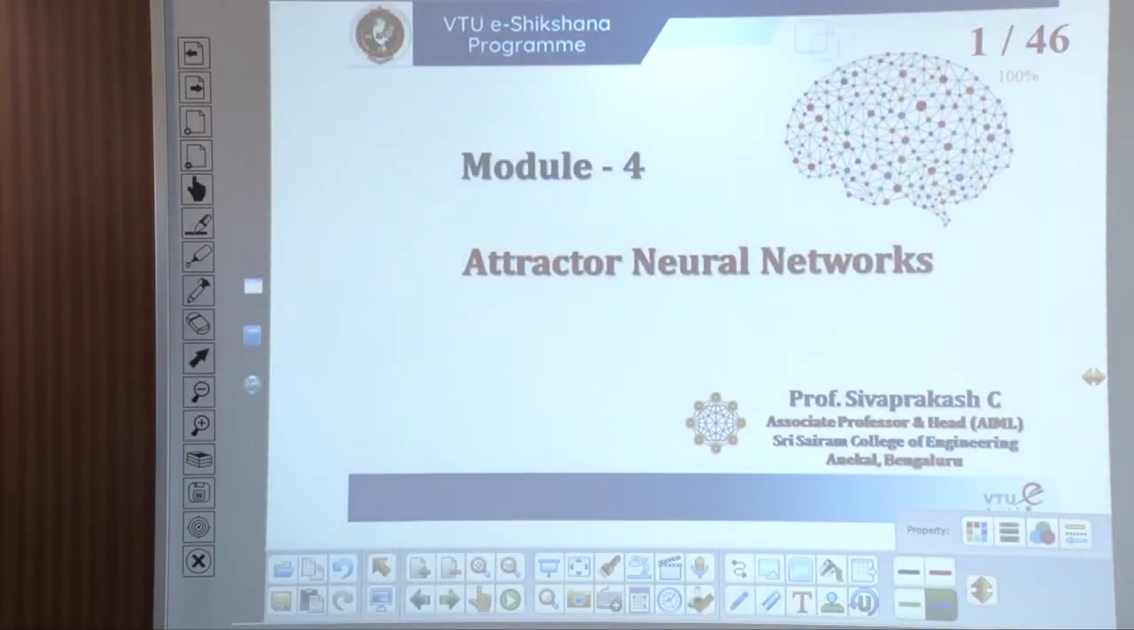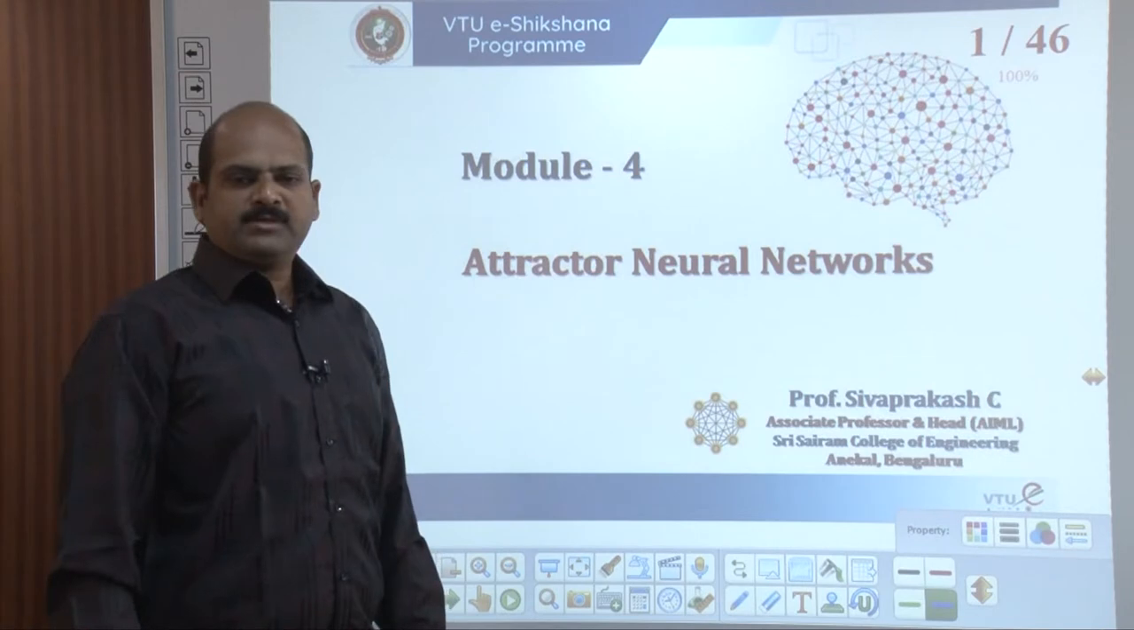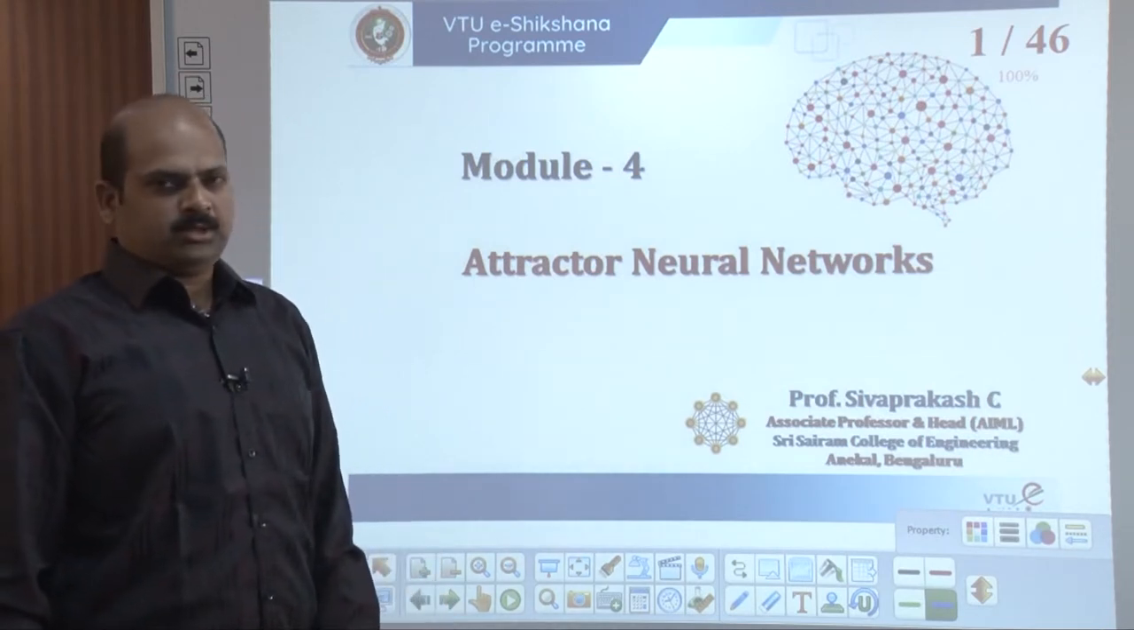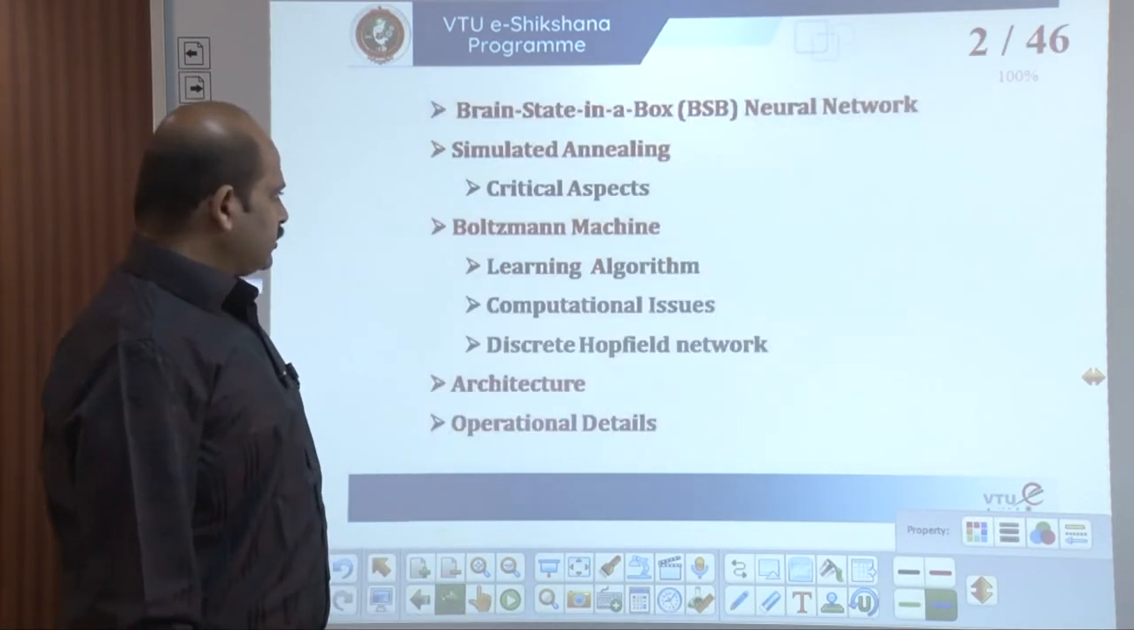As we have seen about module 4, attractor neural network of the subject artificial neural network, in this class we are going to continue with the previous topic. Today's topic is going to be stochastic learning of visible states in Boltzmann machine. Let me see about the topic.